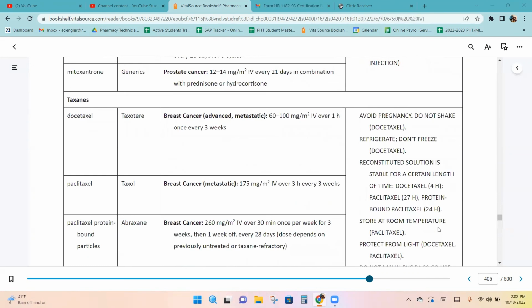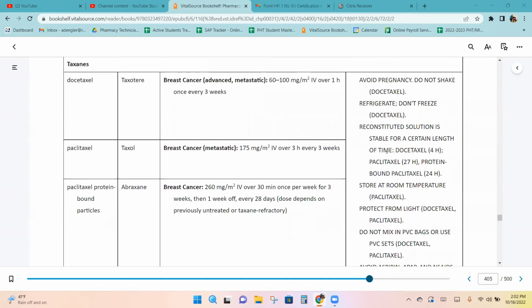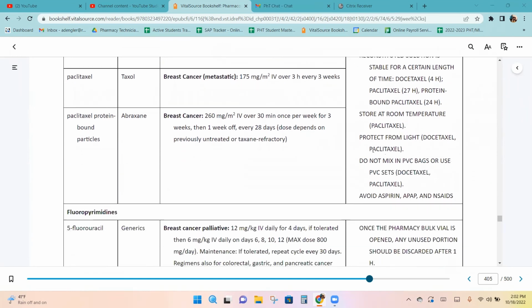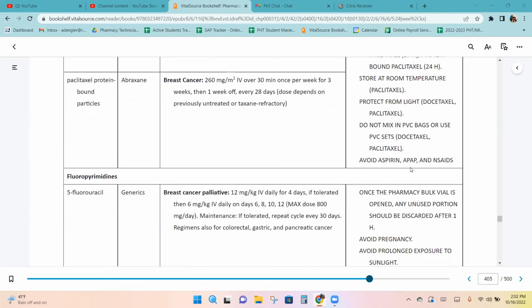For the taxanes, for Taxol, we can avoid pregnancy, do not shake. For that one also, refrigerate, don't freeze. And here is the stability for certain lengths of time for some of these medications. Store at room temperature, protect from light. Do not mix in PVC bags or use PVC sets for the docetaxel and the paclitaxel. Avoid aspirin, APAP, which is acetaminophen, and NSAIDs.